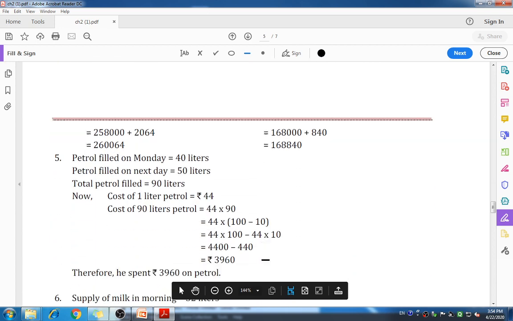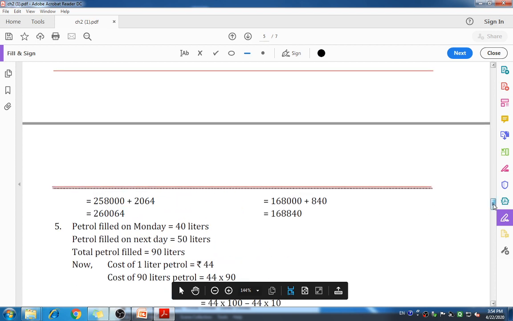Now the question 5. Question 5 is a word problem. Look at it carefully.